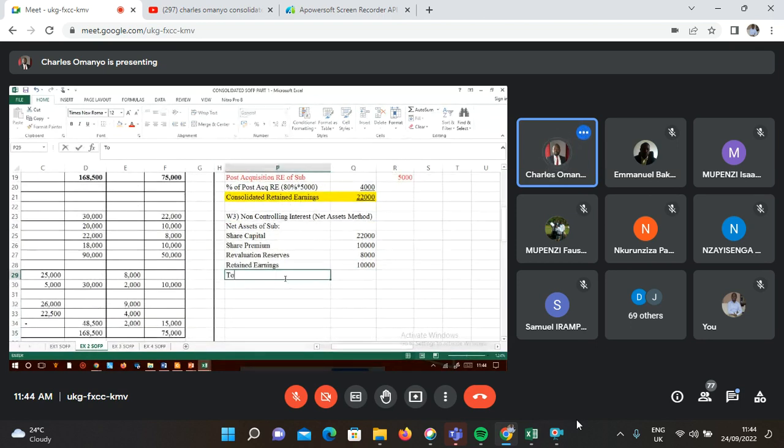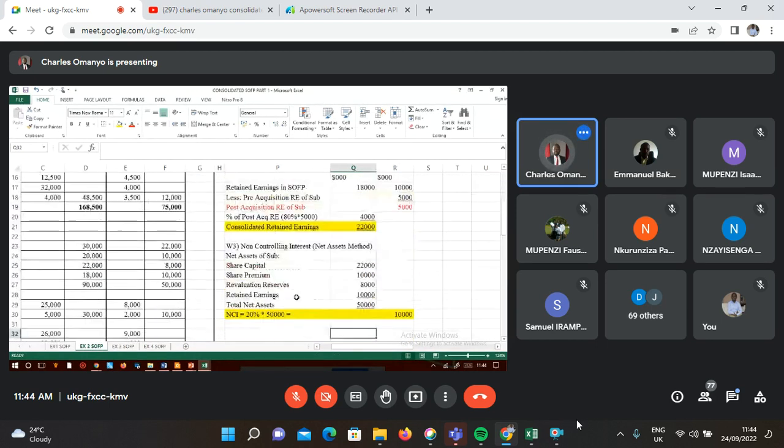So what is the total net assets? The total net assets become 50,000. So non-controlling interest is therefore equal to 20% times the total, which gives you 10,000. Again, we'll be interested in that.